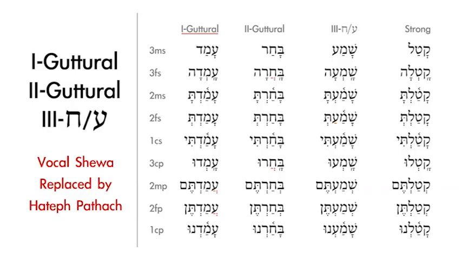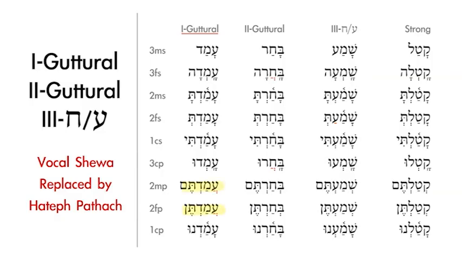So in the Cal Perfect strong verb paradigm, where you have a guttural and an expected vocal schwa, that vocal schwa will change to a hatef patach. This is a minor change and shouldn't give you any difficulty because you've already seen this type of change in many other instances and environments. Let's begin with our one guttural category, and we'll observe that there are only two spots where the vocal schwa is replaced by a hatef patach, in the 2MP and the 2FP.